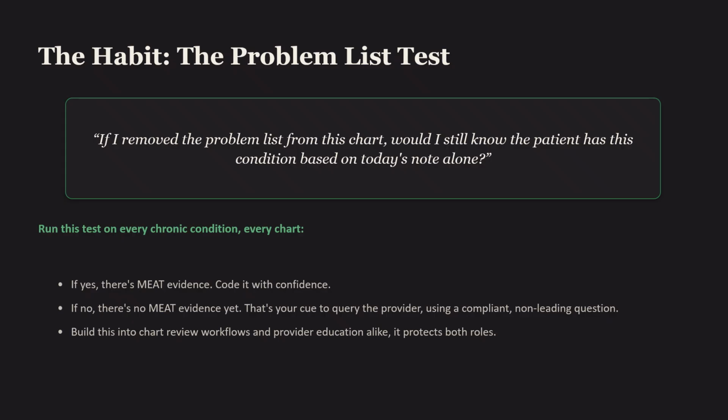For coders, you need to use a clear, non-leading question that asks them to clarify the status, the treatment, or clinical significance without suggesting the specific diagnosis. So I'd encourage you to build this single question into your chart review workflow or your provider education for our coders and educators out there, and just as a self question to yourself, providers, when you're documenting.